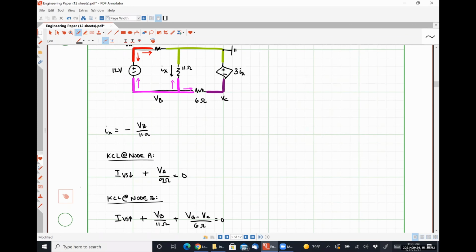Not at all. So I've indicated the directions as down and up, but you've noticed something very important. This current IBS, the current flowing down through the 12 volt source, is equal but opposite to the current flowing up through the 12 volt source. So I'm going to apply Kirchhoff's current law simultaneously at nodes A and B together. This is what I'm going to call a supernode.